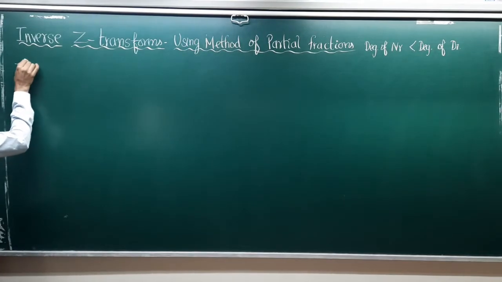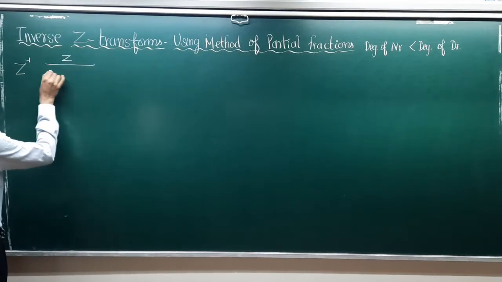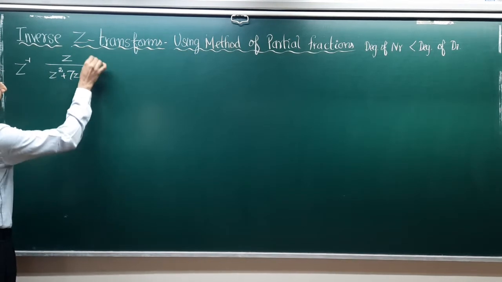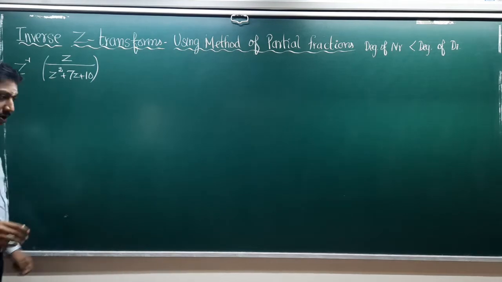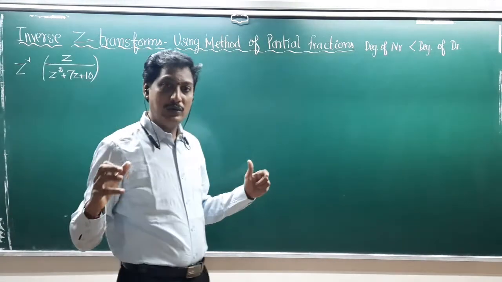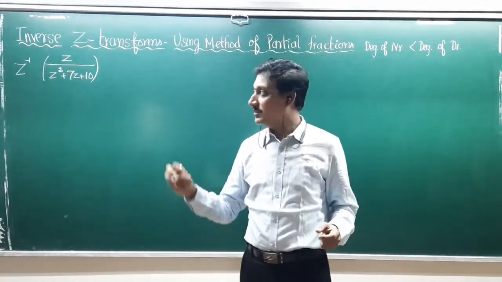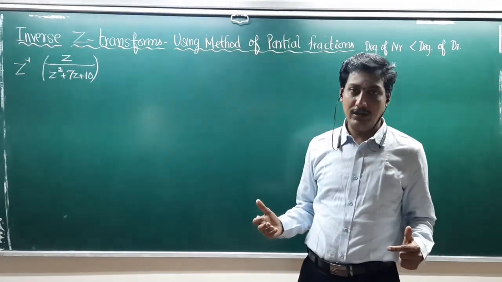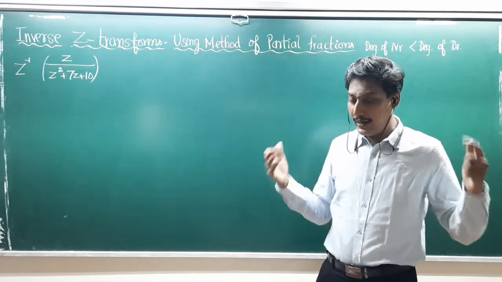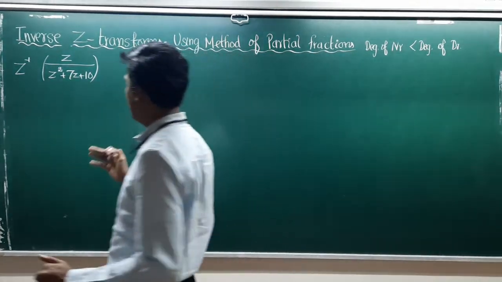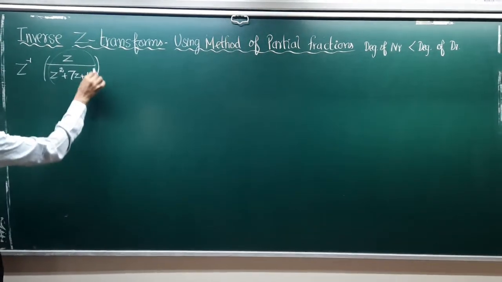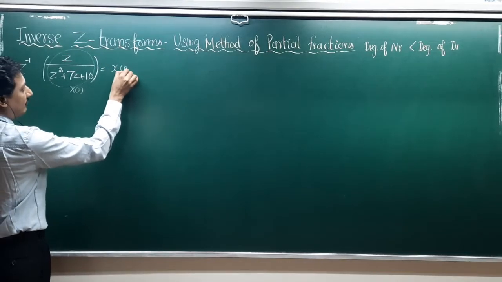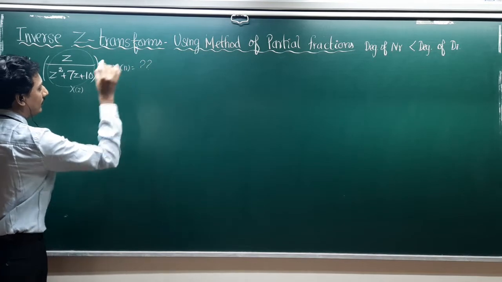Find the inverse Z transform of Z by Z squared plus 7Z plus 10. The ultimate aim of this method is, first of all, to resolve into linear factors. We can resolve the given term into linear factors, then take the Z inverse, and we get the required answer. So in this question number 1, obviously this is my X of Z, right? So what is Z inverse of X of Z? It is nothing but x of n. That is my requirement.